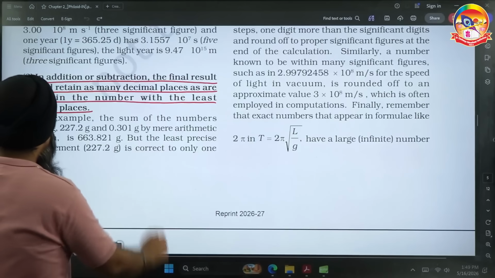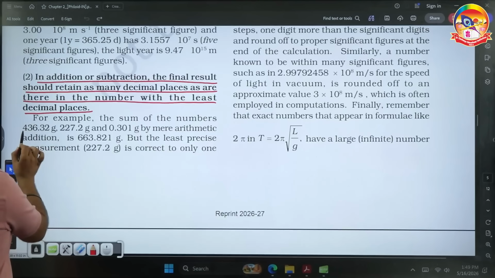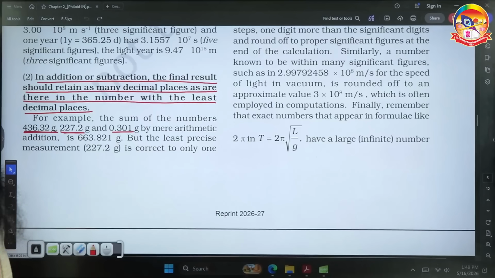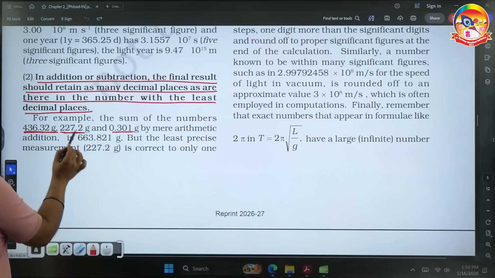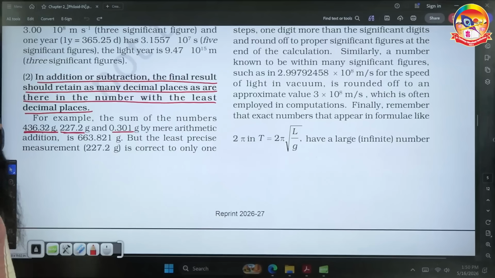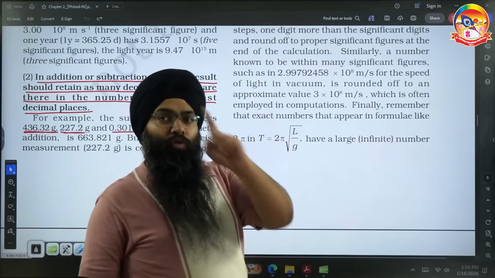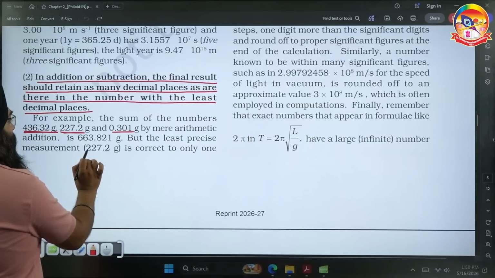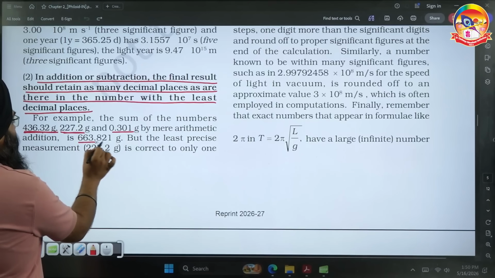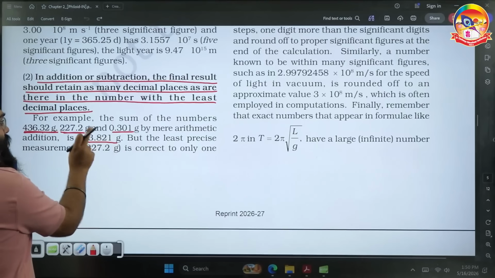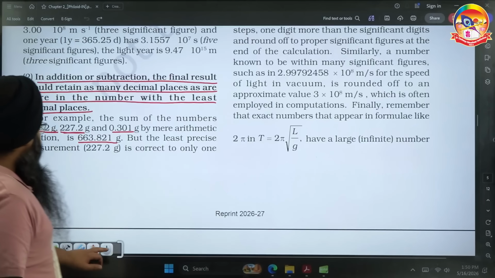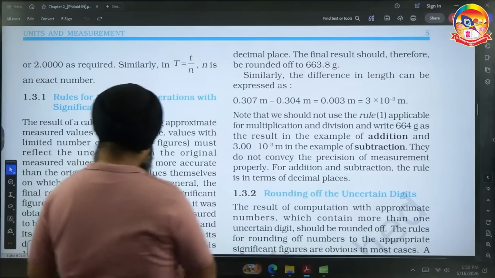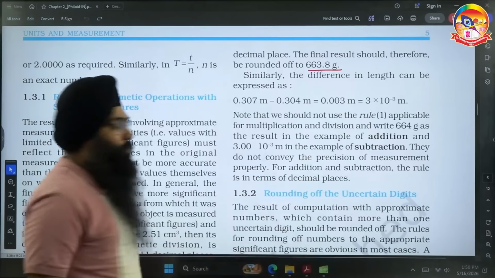They have given one example also. Let us suppose I want to do the sum of these numbers, 436.32 gram, 227.2 gram and 0.301 gram. The first number contains 2 decimal places, here it is 1 decimal place and this is 3 decimal places. So I have to get the answer in terms of only 1 decimal place. The final answer will come out to be 663.821, but this is not the exact answer because we have to calculate only in terms of 1 decimal place. So the final answer will be 663.8 gram only.